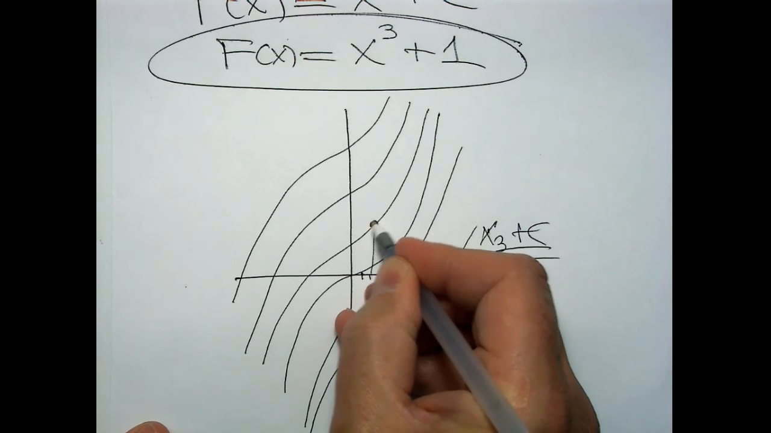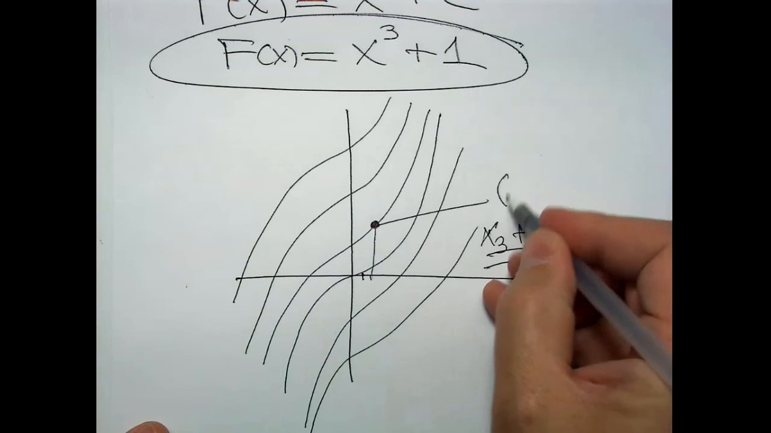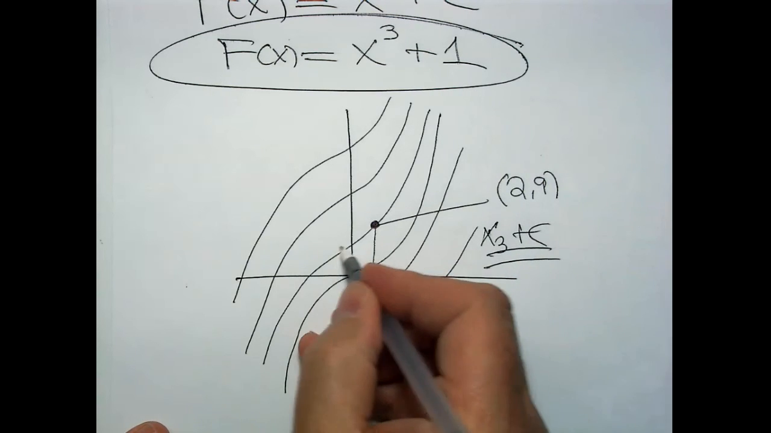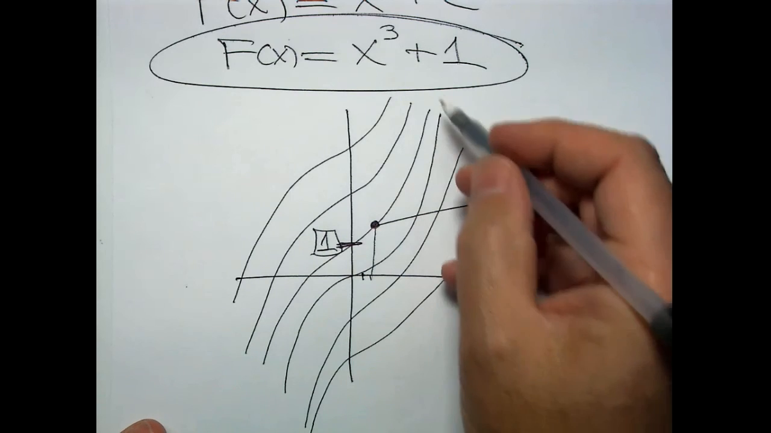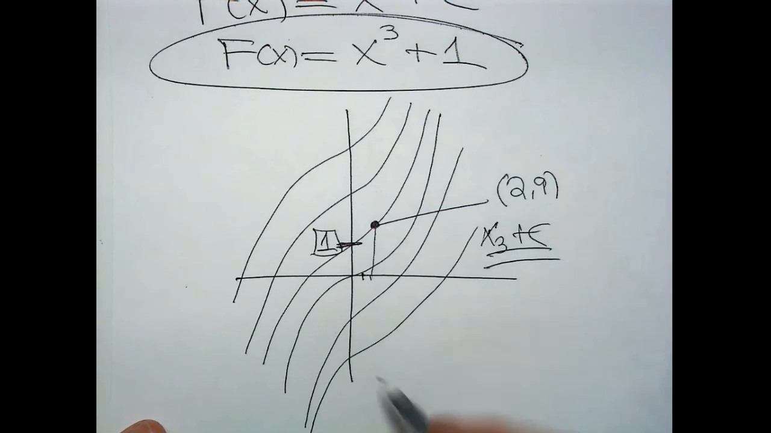I wanted the one that just happened to have this magic point, which was 2 comma 9. And that was x cubed plus 1. So x cubed plus c represents a field of solutions. It represents just an infinite number of these things. It doesn't even need to be plus 1. It can be plus 0.5, 0.25, plus the square root of 2, any constant.